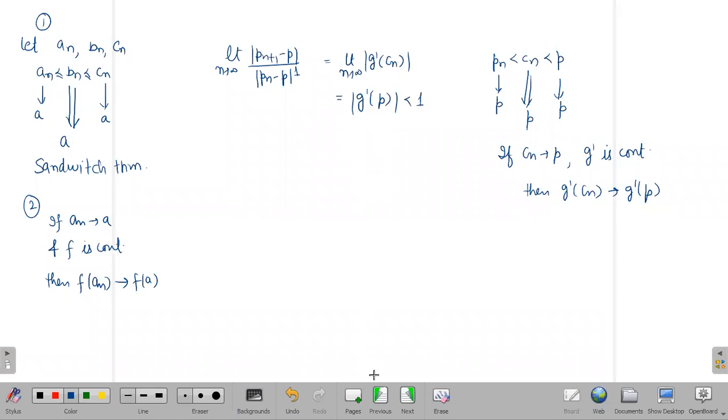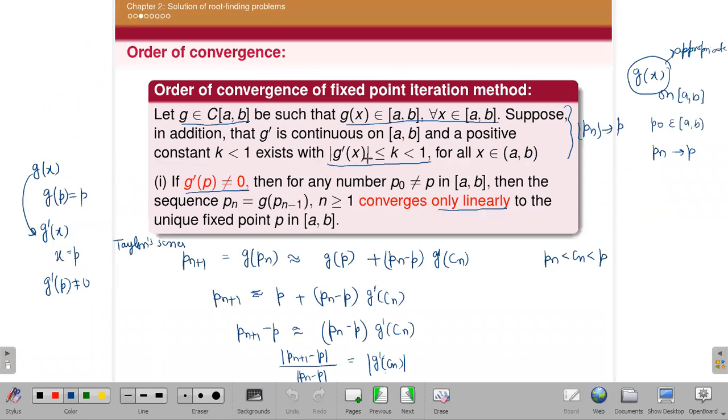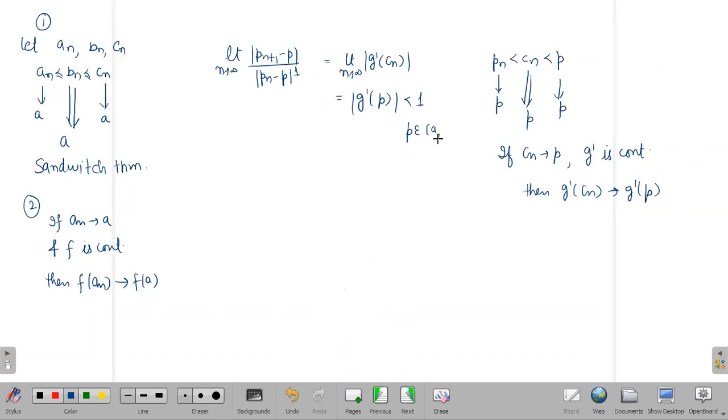It is less than 1 because we have taken that this is true for all x belonging to AB, and P also belongs to AB. So this can be treated as a lambda, which is less than 1. So here you can say Pn converges to P linearly. And there was a condition that it should be non-zero. So that's why we can say that it is less than 1.